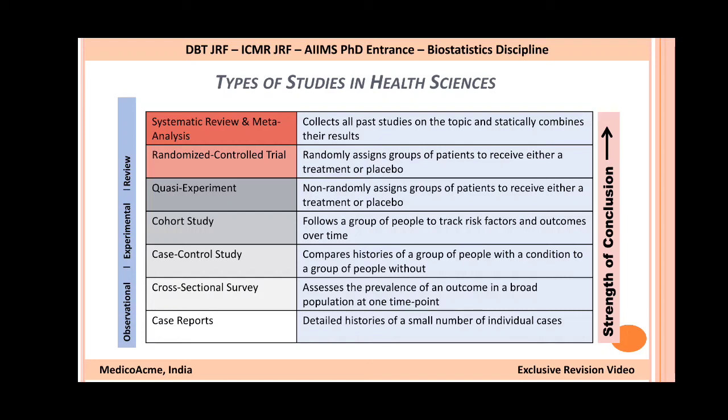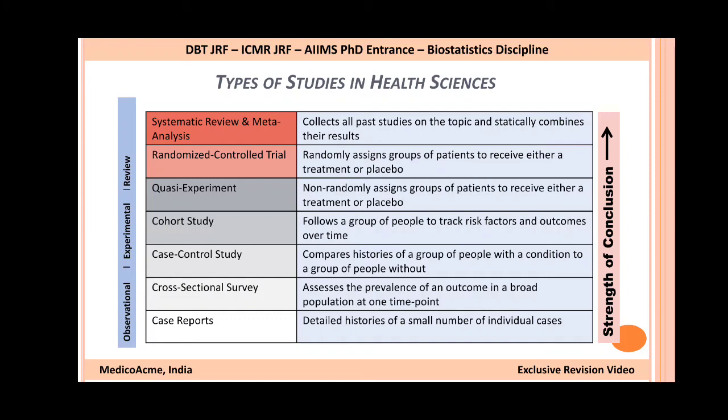Okay, so guys, randomized control trial, where you randomly assign groups of patients to receive either a treatment or a placebo. Randomized means randomly assigned groups, controlled means you have a control from the patients only. So you will have two kinds of groups. One has the intervention group, and one has the placebo group, where you have not given any kind of intervention.